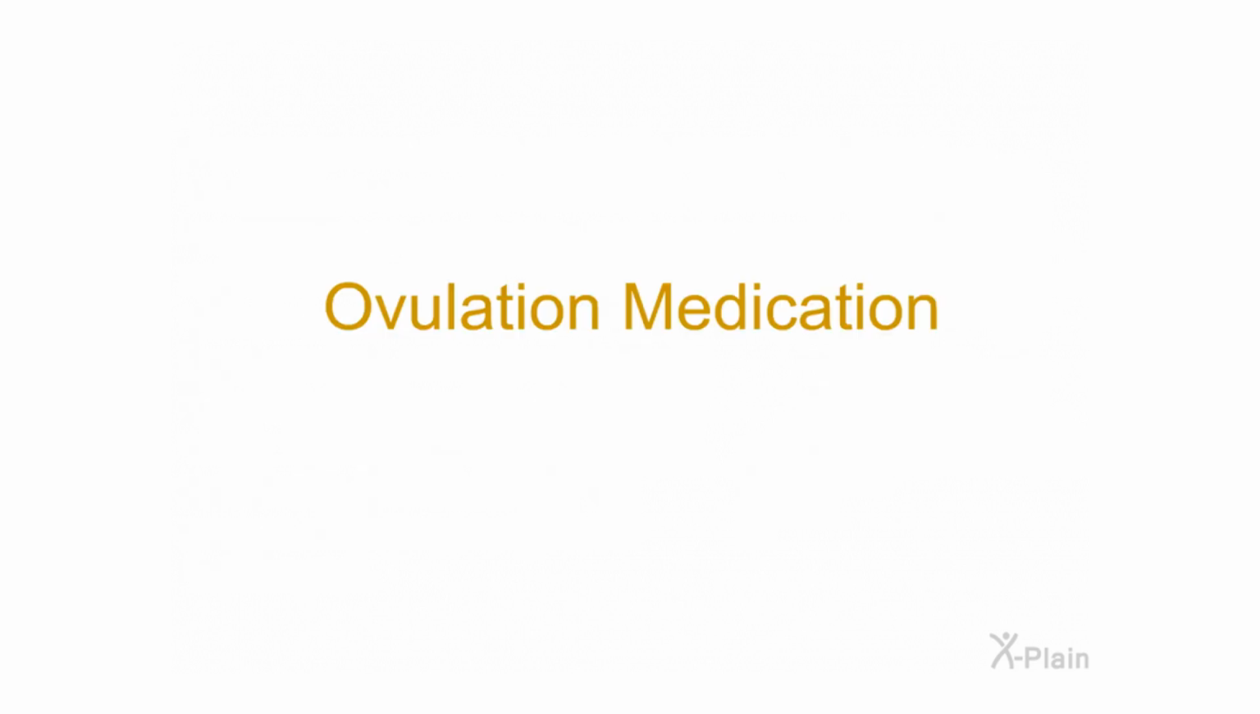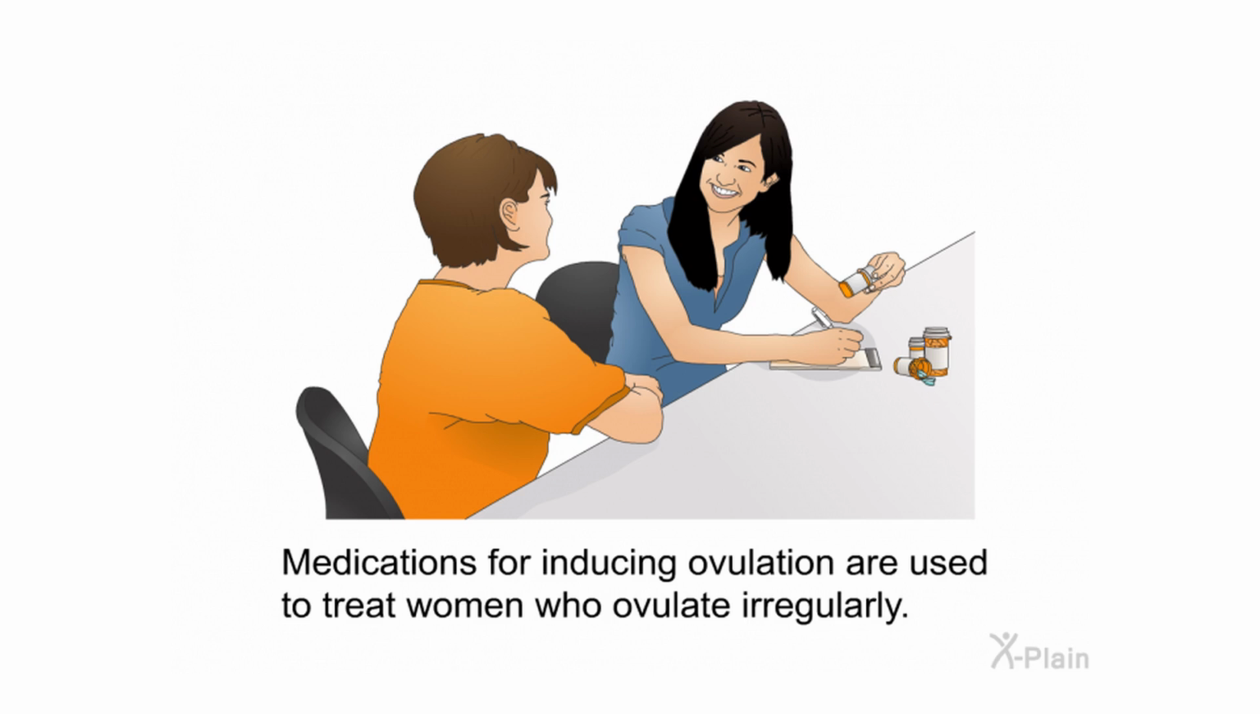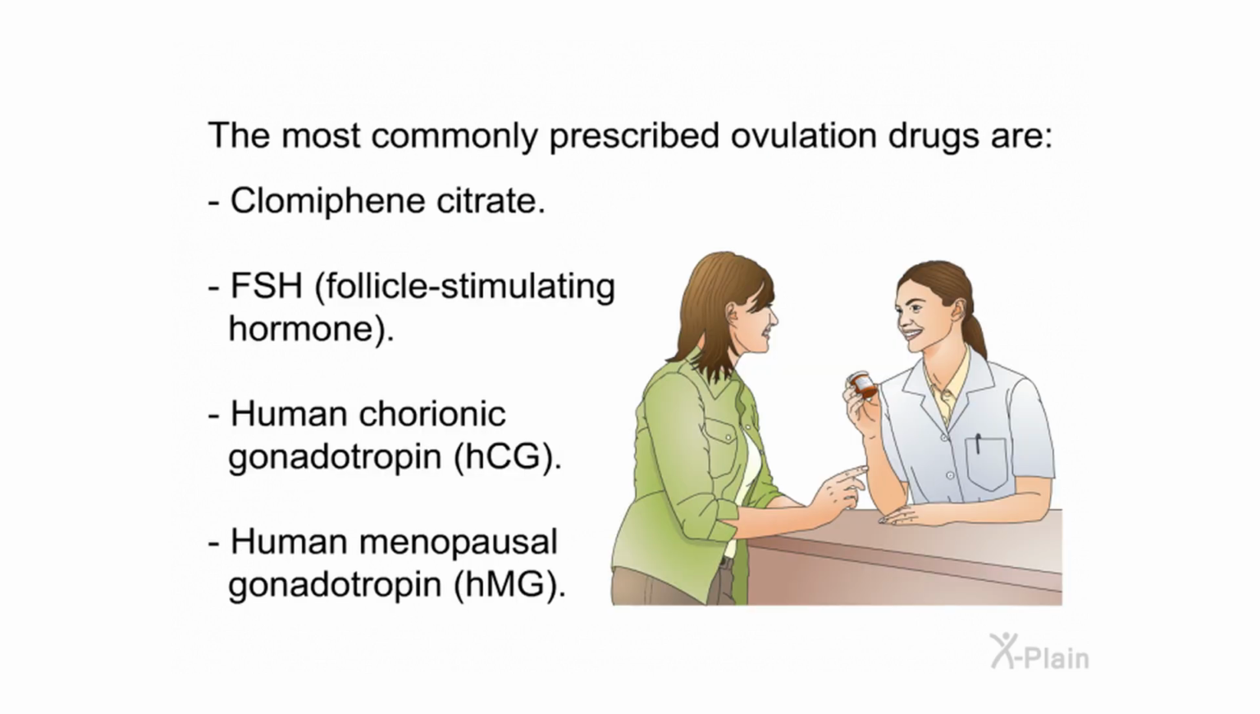Ovulation medication. Medications for inducing ovulation are used to treat women who ovulate irregularly. The most commonly prescribed ovulation drugs are Clomiphene Citrate, FSH (follicle-stimulating hormone), human chorionic gonadotropin (HCG), and human menopausal gonadotropin (HMG).